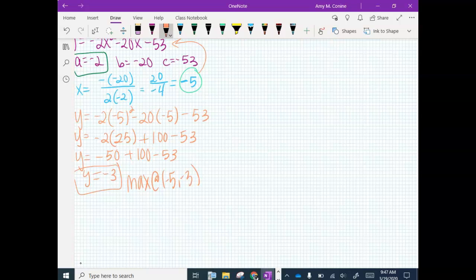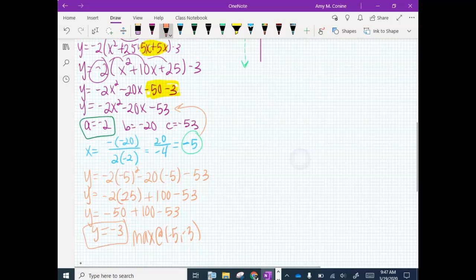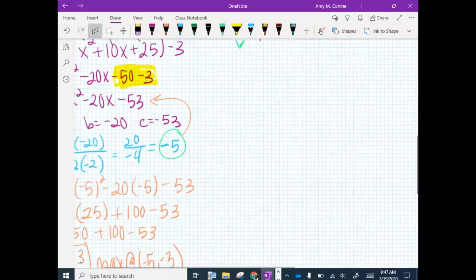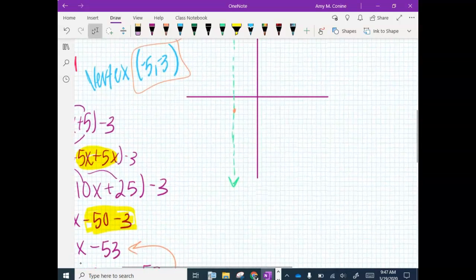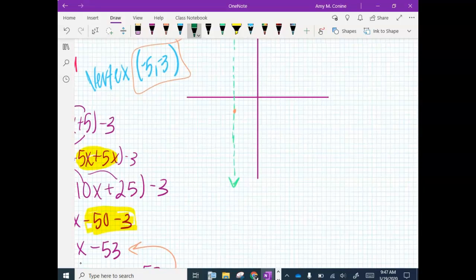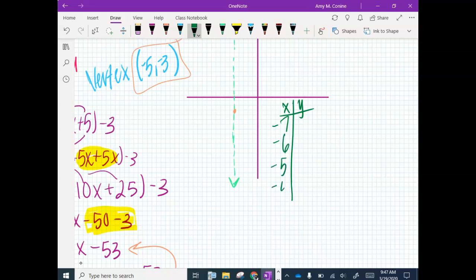Okay. So now what I'm going to do is make my table of values. I'm going to make my graph a little bit bigger so I can see where my table of values needs to be. Remember, your table of values is that XY chart that we've been looking at. If my vertex is at -5, -3, I can use -7, -6, -5, -4, -3. You would just plug in those numbers and solve.